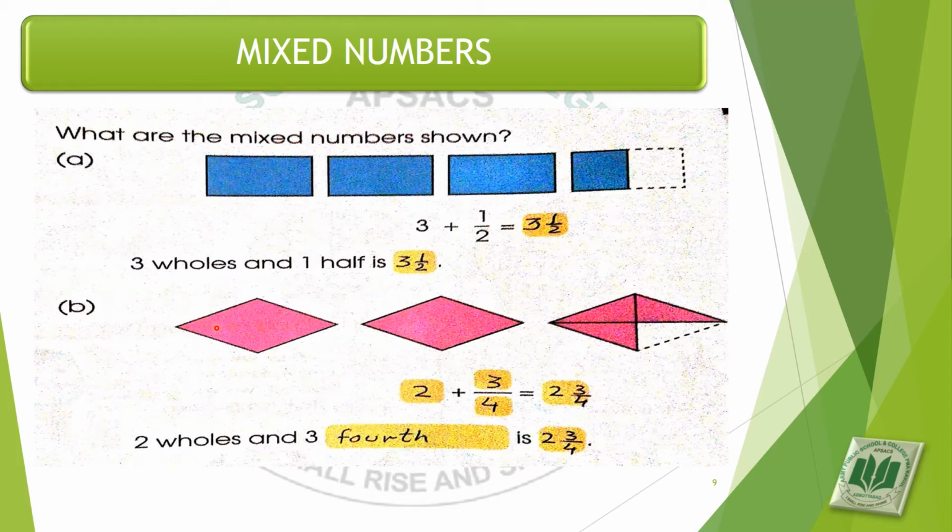In example B, you can see we have 2 wholes and 3/4 here. So 2 plus 3 by 4. This 3 by 4 is the fractional part and this 2 is the whole part. When we combine these two parts, we get the mixed number. And what mixed number do we get? That is 2 whole 3 by 4. So 2 wholes and 3/4 is 2 whole and 3 by 4.